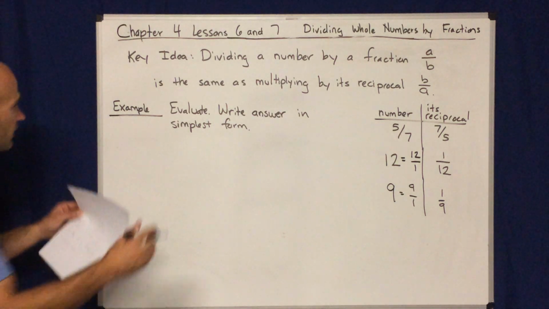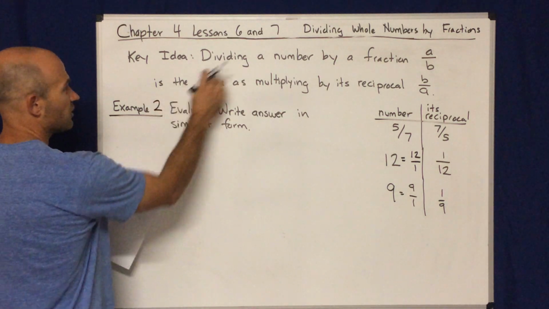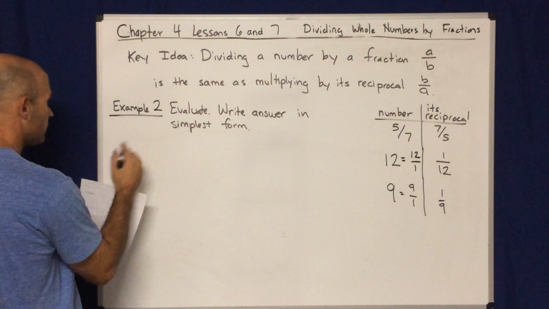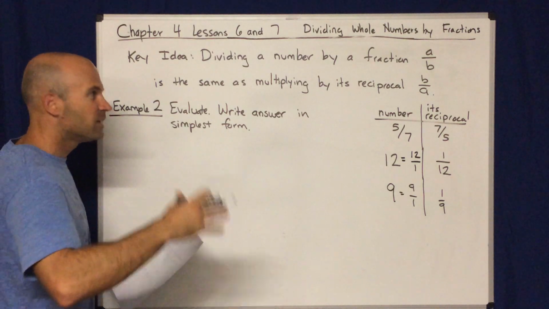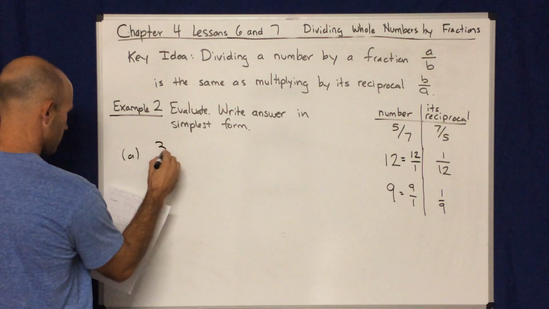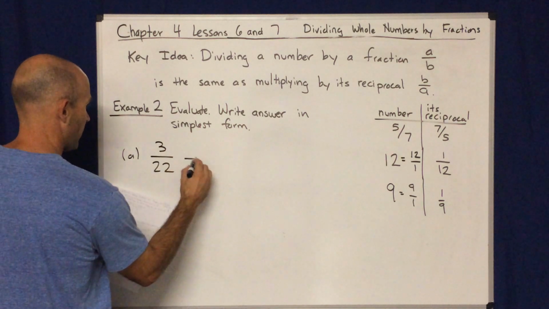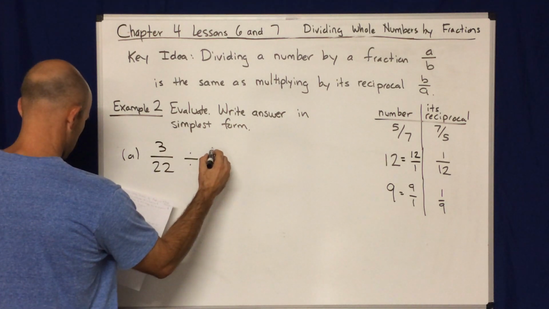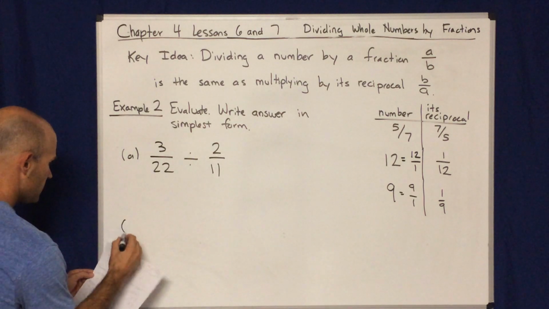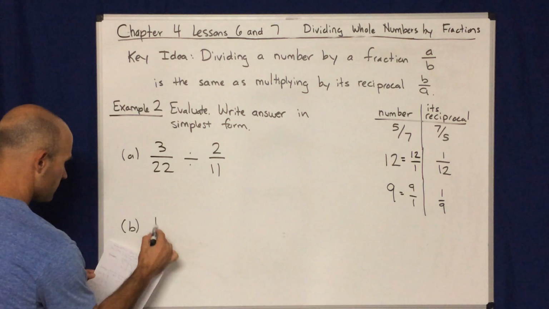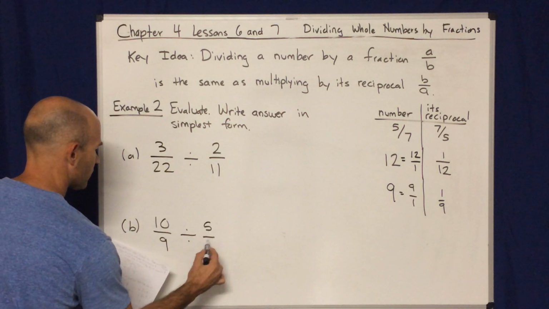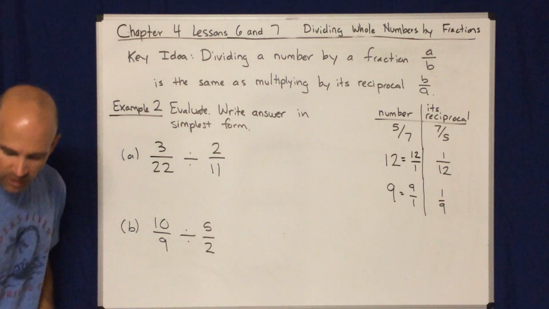Right, so the second example, we're going to divide fractions by fractions, and that's lesson 7. But because the idea is so similar, I wanted to do it in 2 videos. You've built up some momentum, just keep going. So letter A would be 3 over 22, and I want to divide this fraction by this fraction, 2 over 11. And for letter B, I want to divide 10 over 9 divided by 5 over 2. Okay, so let's give it a shot.